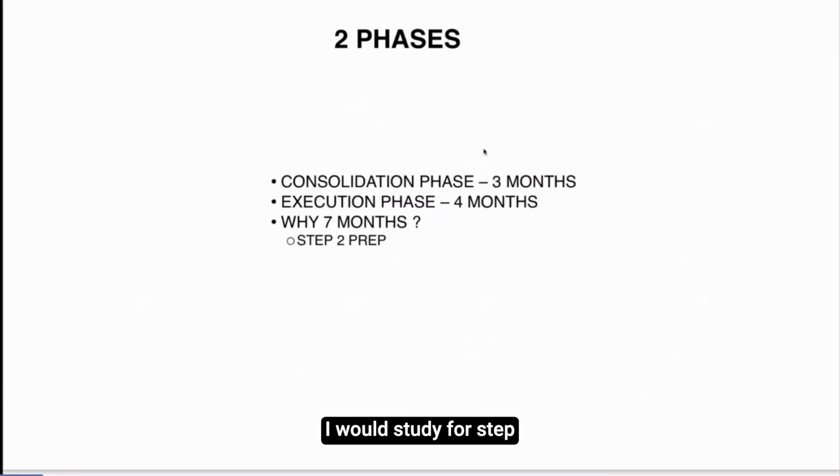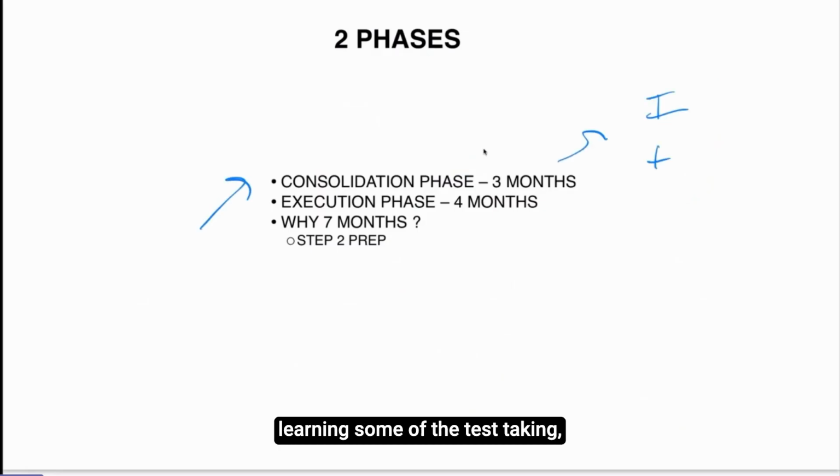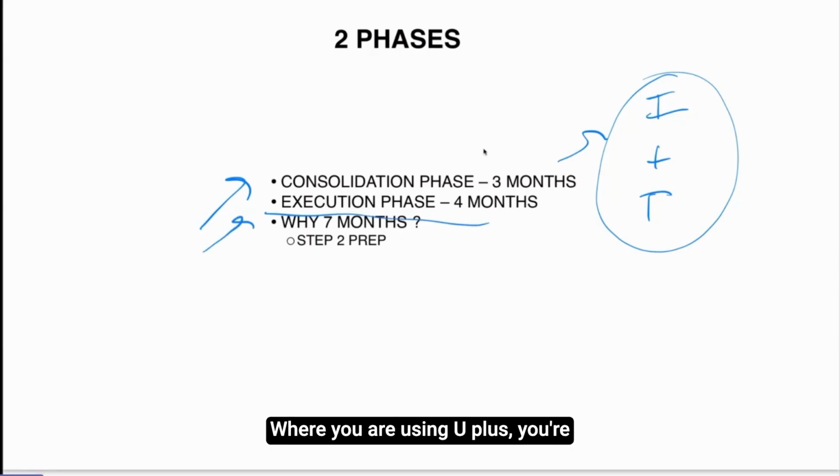I would study for Step 1 in 2 phases. The first one is consolidation. This is when you're learning the information plus you're learning some of the test taking. That's the first stage we were talking about, where you're using USMLE RX and learning test taking. Second is execution, where you're using UWorld plus, let's say, the NBME question bank or NBME forms 1-2 or CMS forms. And generally 7 months is what I would recommend for Step 1 prep.